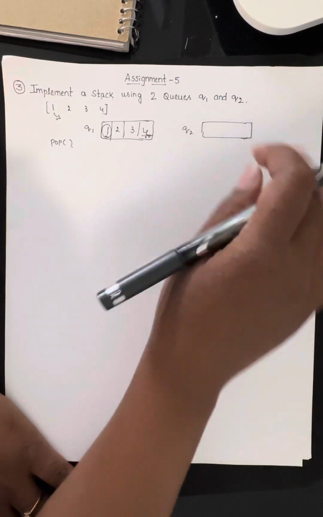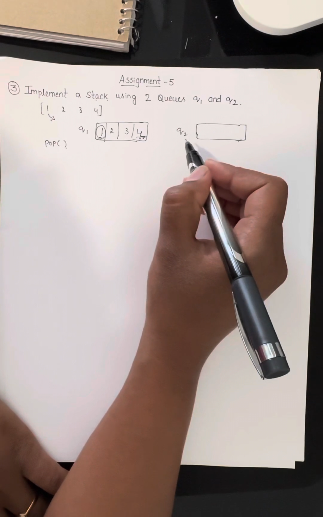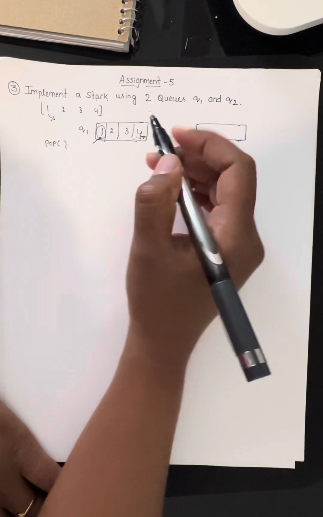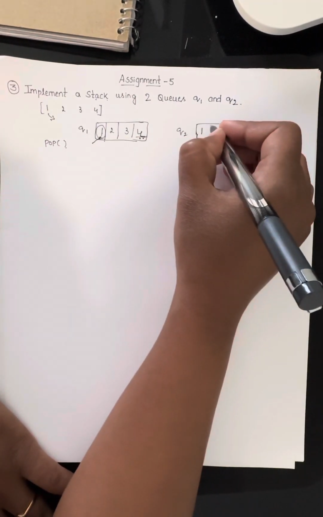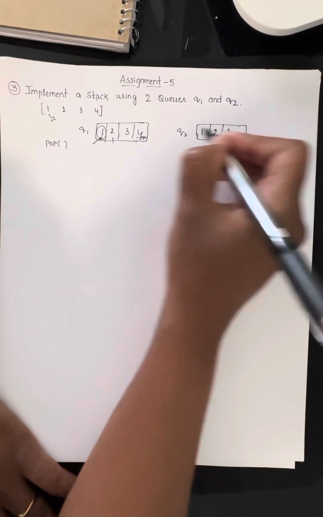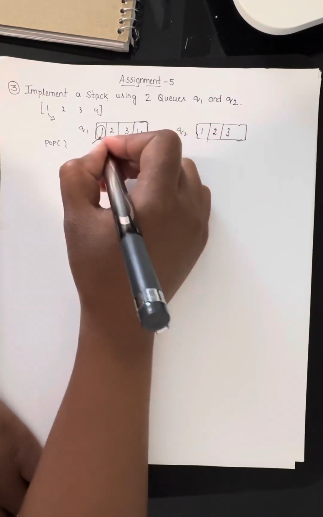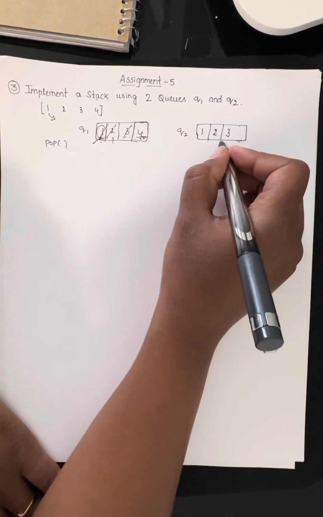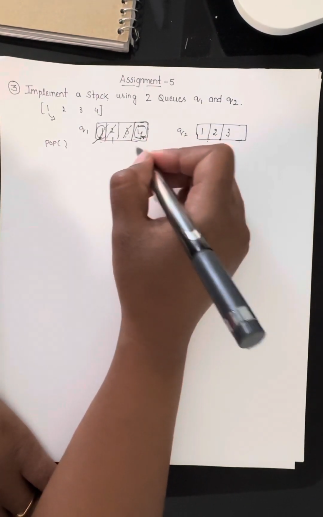So for this we are going to use the second queue, and here we'll shift the elements from the beginning to the second queue, which means we'll shift the 1 to the second queue, and then the next element, and then the next element, until only one element is left out. So 1 is shifted, 2 is shifted, and 3 is shifted to the second queue. Now only 4 is left out.